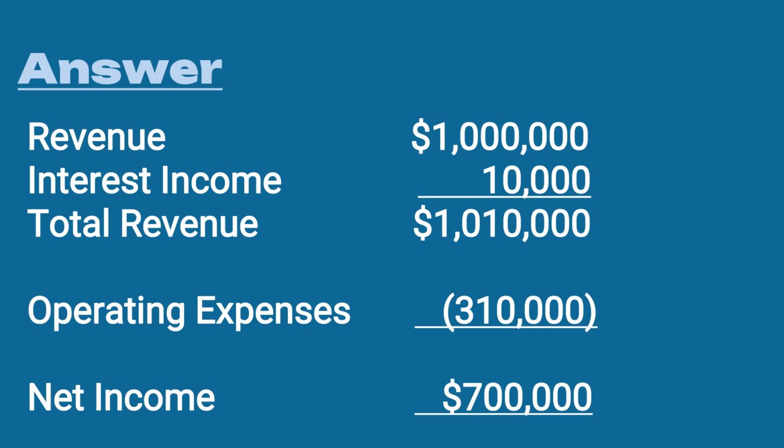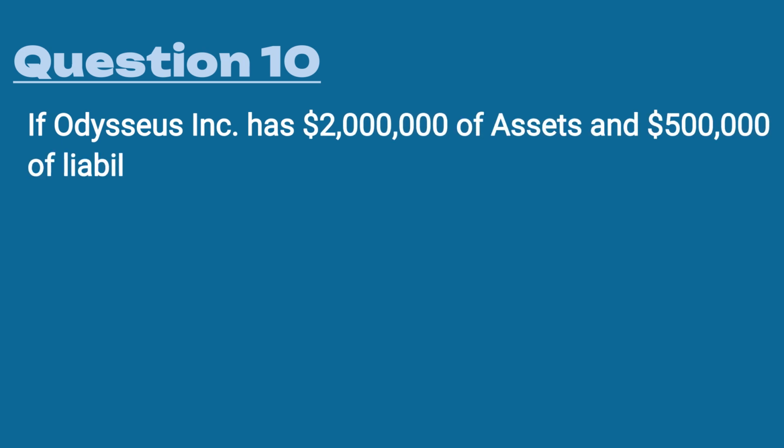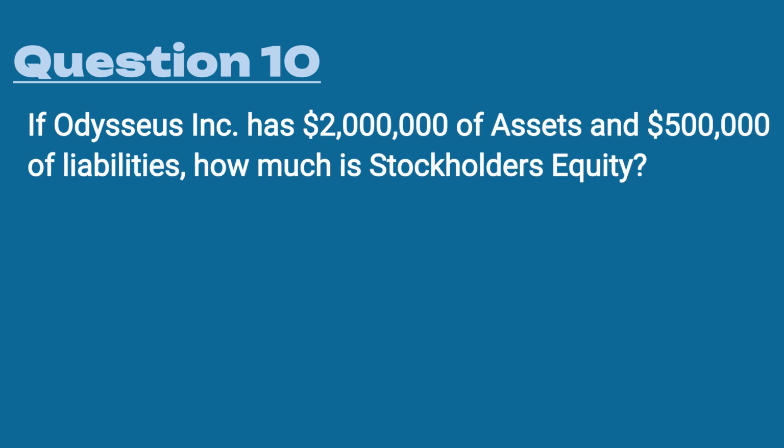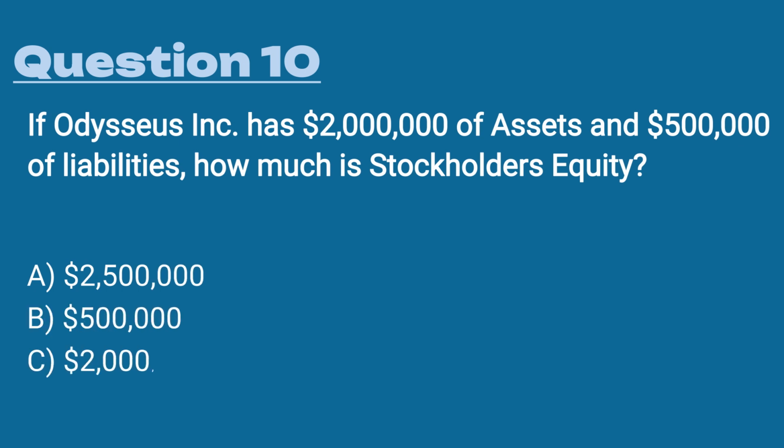income. Our last question, question 10. If Odysseus Inc. has $2 million of assets and $500,000 of liabilities, how much is stockholders' equity? A, $2.5 million, B, $500,000, C, $2 million, D, $1.5 million.